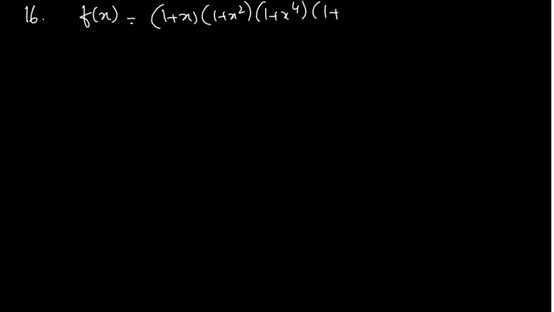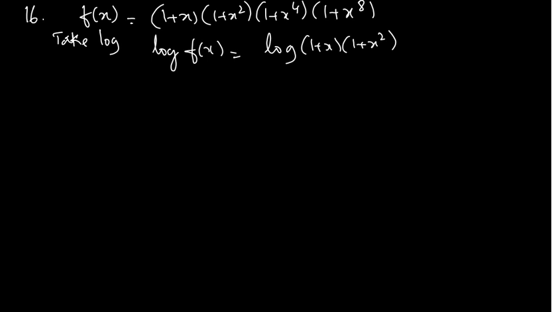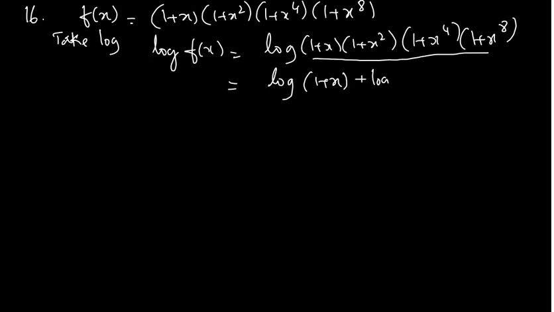Okay, so 16th, find the derivative of the function given by f of x. So you take f of x is 1 plus x into 1 plus x squared into 1 plus x to the power of 4 into 1 plus x to the power of 8. Take logarithm both sides. Take log. So you have log f of x equal to log entire thing 1 plus x into 1 plus x squared into 1 plus x to the power of 4 into 1 plus x to the power of 8. Using the logarithmic rules, we simplify the right side first. This is like log mn. So it will become log 1 plus x plus log 1 plus x squared plus log 1 plus x to the power of 4 plus log 1 plus x to the power of 8.